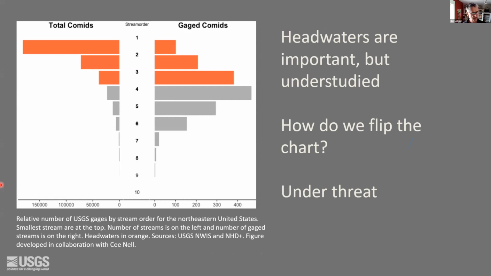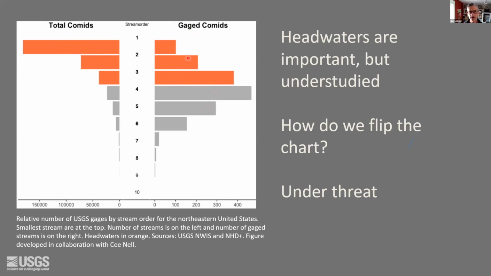This chart shows the distribution of USGS stream gauges by stream order, from the smallest to the biggest. You can see most of the gauged ones are in fourth order streams, but very few are in first and second. Compared to the number of streams that are out there, very few of the headwaters are gauged. So what I want to ask in part is, how do we flip this chart? How do we get more of these smaller streams monitored for flow and temperature as well?